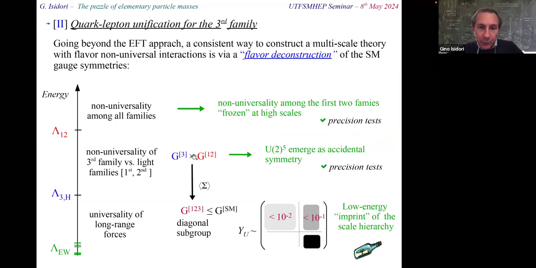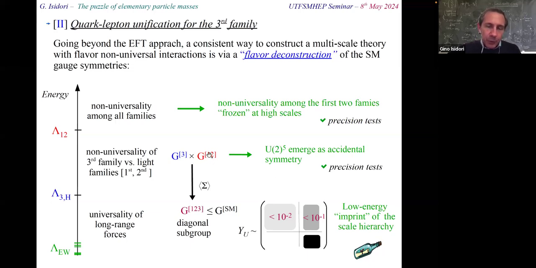Then in this case, if we assume that at some intermediate scale we have this gauge group acting on the first two families different from the gauge group acting on the third family, I predict now U(2) as an accidental flavor symmetry. And finally, at all energies, my imprint is in the structure of the Yukawa coupling, which is this message from the UV that we observe. So that is the main idea.